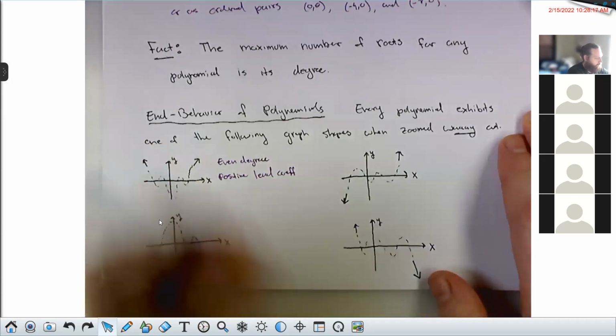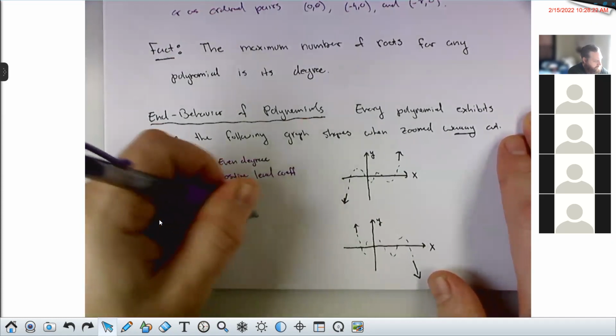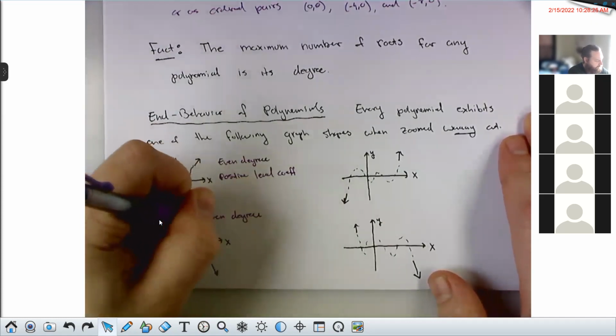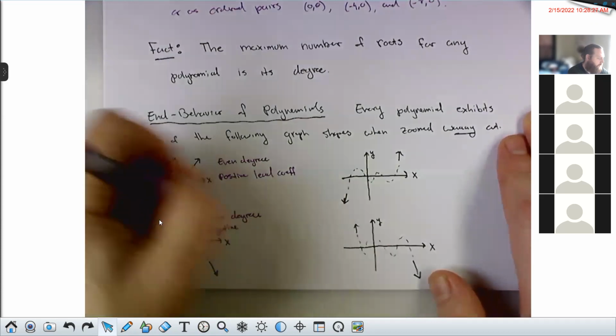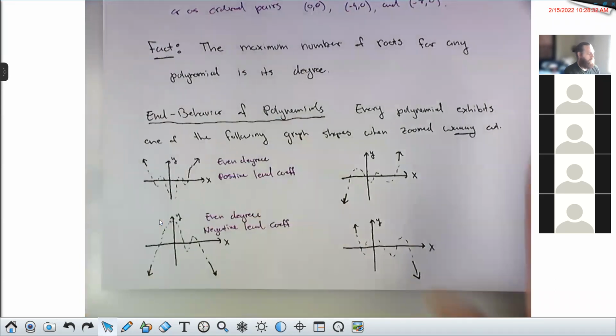If you have a polynomial with even degree and a negative lead coefficient, those will always have arrows that point down on both sides. Right? The end behavior there is negative on both sides. So think like negative x squared or 9 minus x to the 4 or anything like that, where the degree is an even number and the lead coefficient is negative.